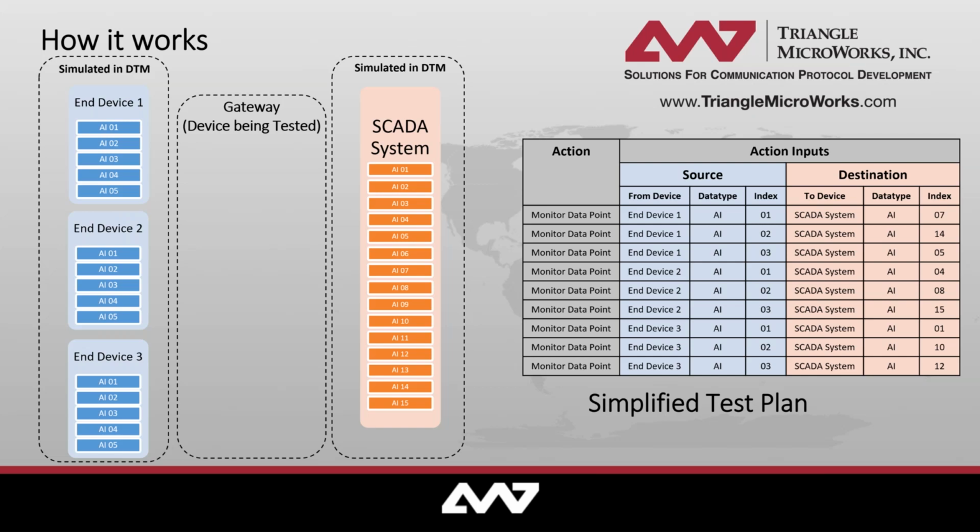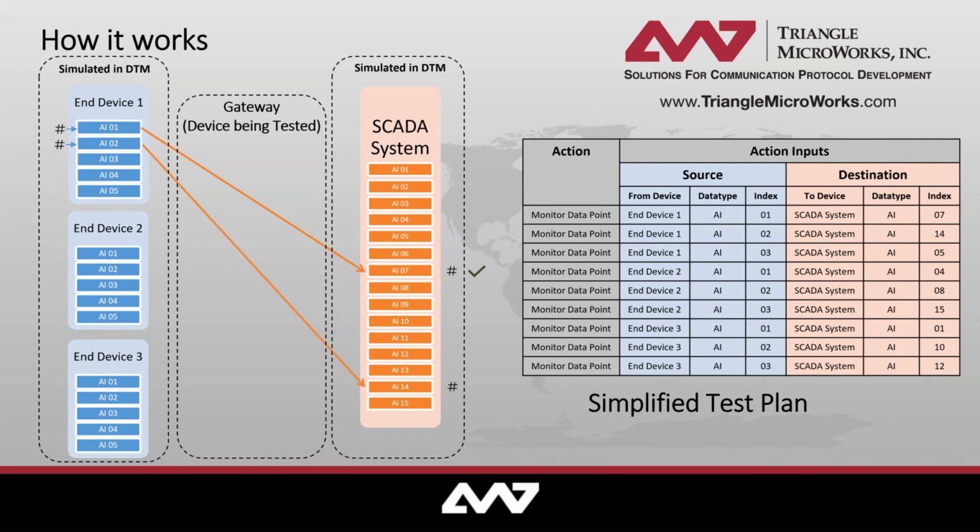On the left side of the slide, we see our end devices, which are being simulated in DTM. In the middle, our gateway, the physical device whose configuration and performance is being tested. And on the right, our SCADA system, which is also simulated in DTM. As we begin execution of our test plan, the Gateway Test Manager will check each connection individually, as stipulated by our chosen action.